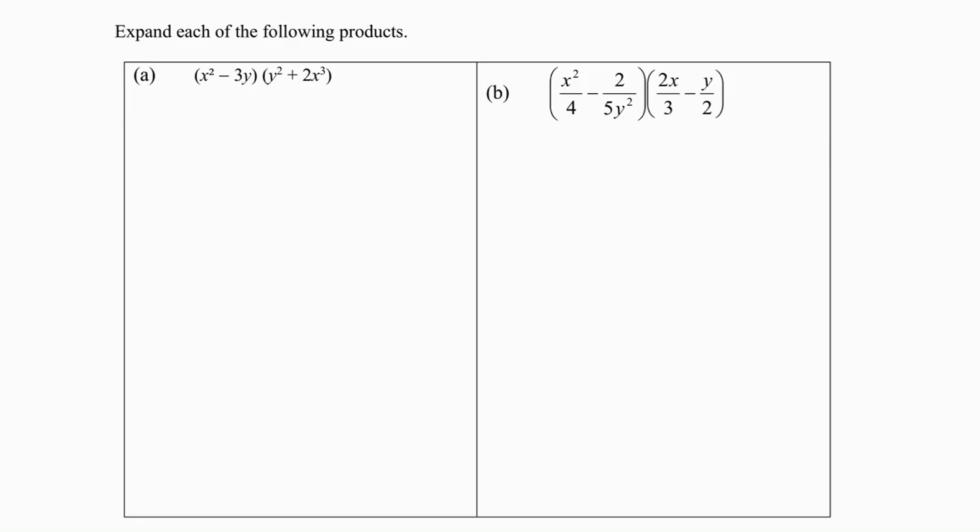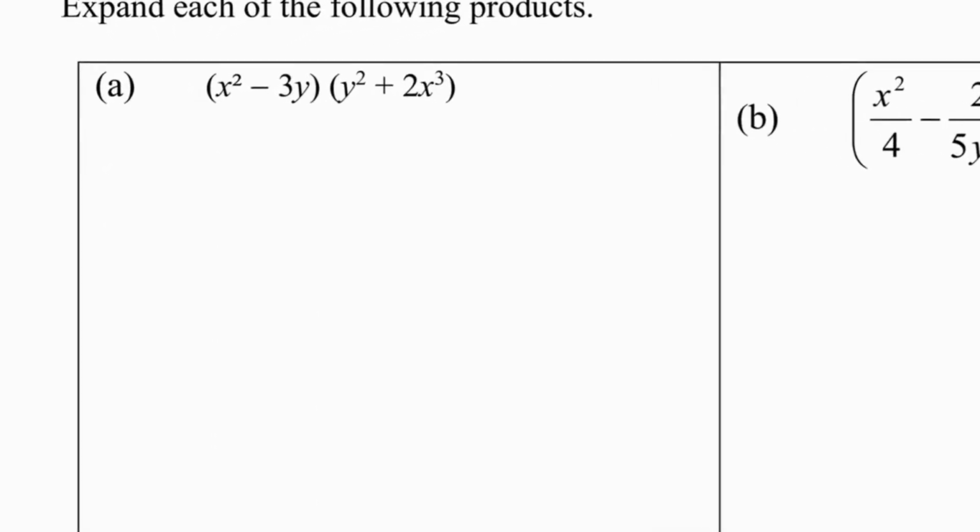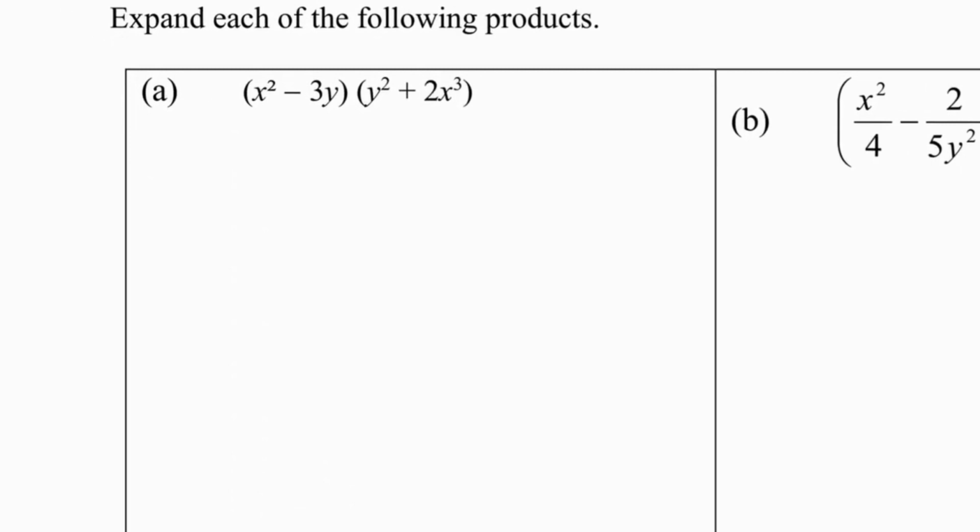Hello everyone, welcome to this question or example where we are required to expand and simplify each of the following products. So let's zoom in on the first example where we are given this. I'm going to apply the expansion distributive law of multiplication. So I will have this x square multiplying by y square, and they will give me x square y square.